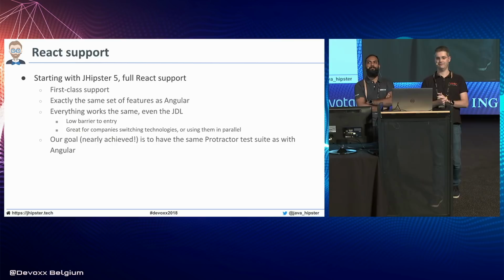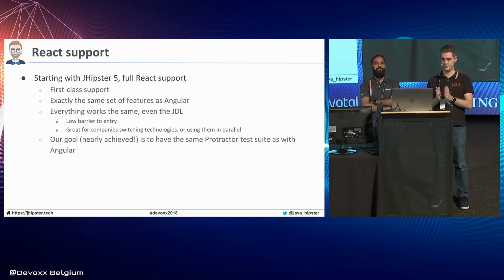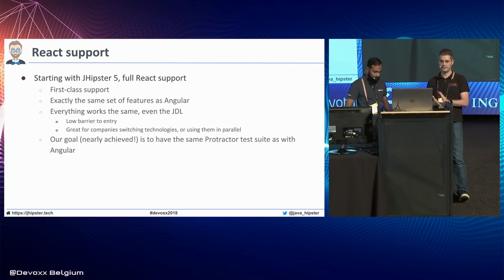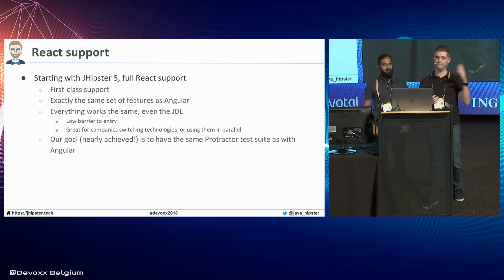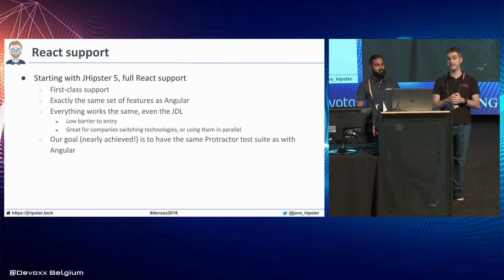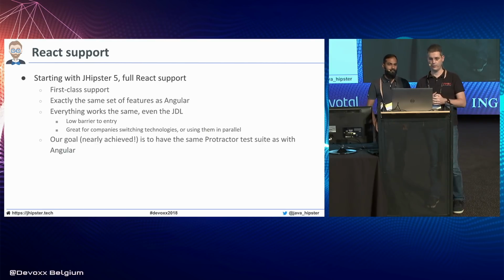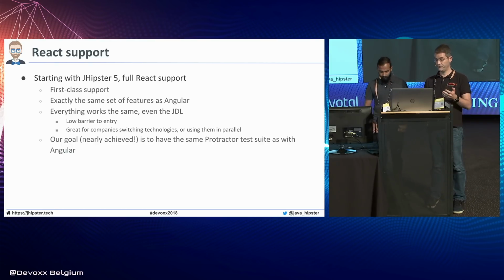So let's go through all of those new things. It's not all the new things, it's the most important ones. The first important thing that we released with JHipster 5 is full support for React. We've had excellent Angular support from the beginning. Well, it was AngularJS, and of course we migrated to Angular when it came out. Now we've got full React support.